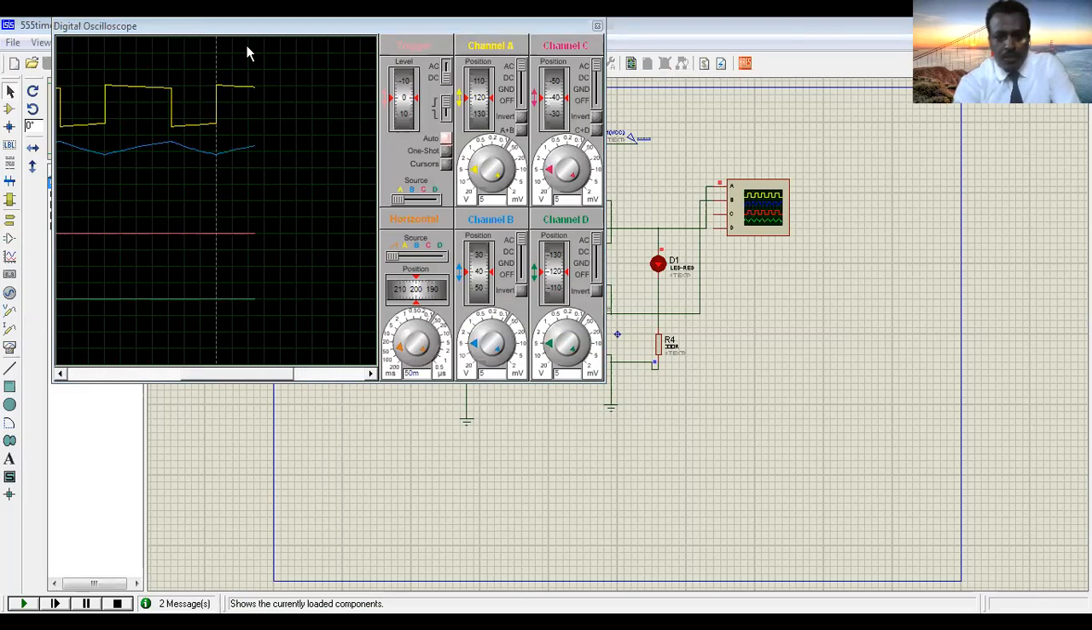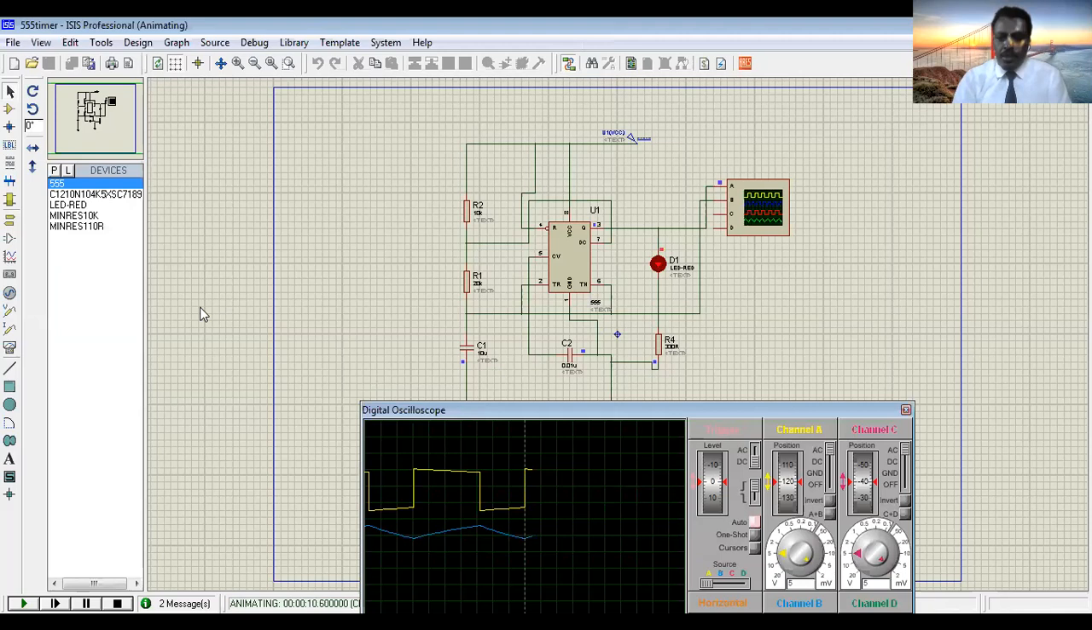This is our oscilloscope. You see here, is it astable, monostable, or bistable? This timer is configured in astable mode. You can see the light emitting diode on and off by itself. You can see the output. In this oscilloscope, you can see oscilloscope is connected to pin number 3. It is on, off, it changes by itself.